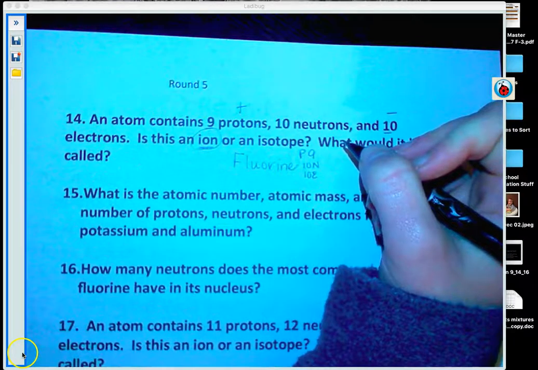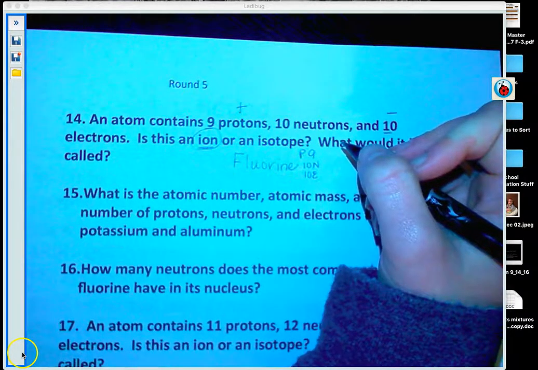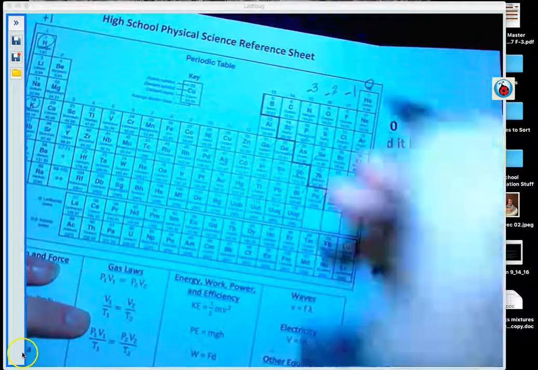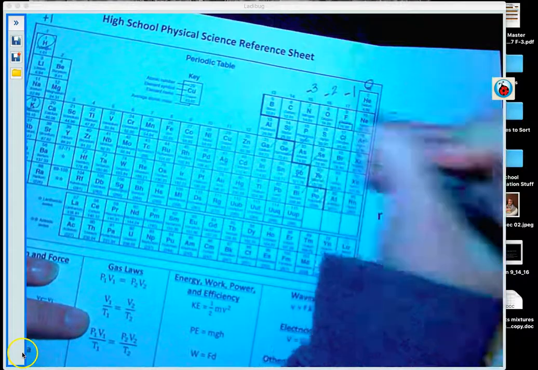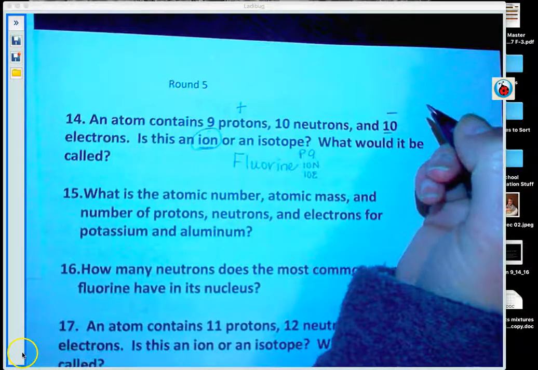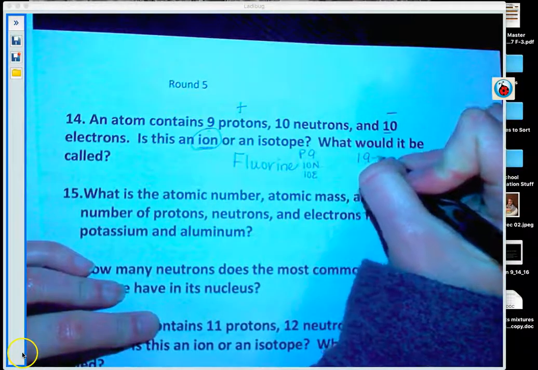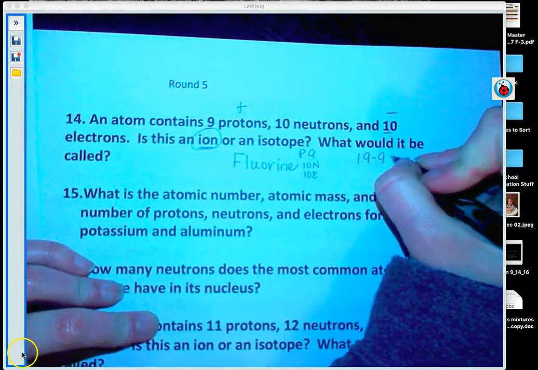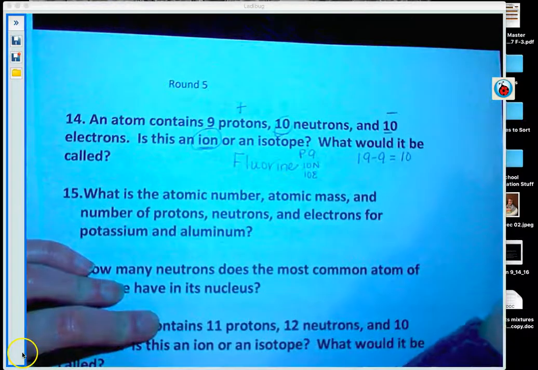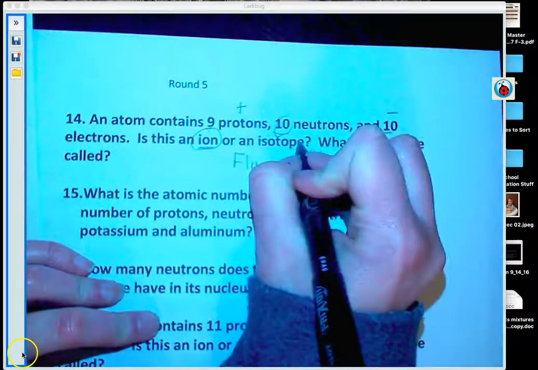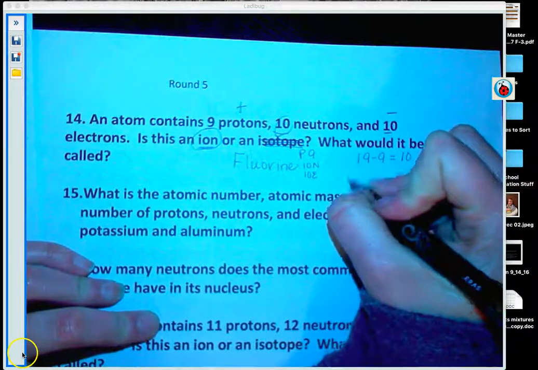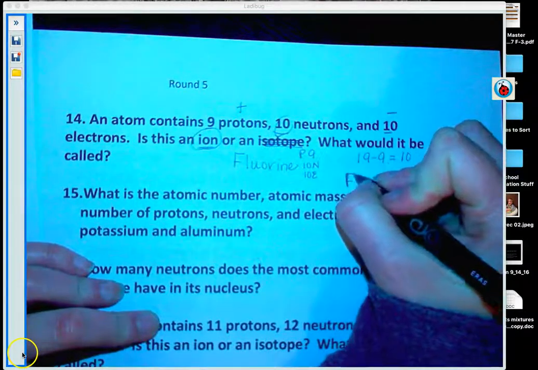So I'm going to look at the periodic table and see what it tells me about its mass. And down here, it tells me that fluorine has an atomic mass of 19. So let's see. 19 minus 9, that's how we solve for our neutrons, equals 10. So is that the normal number right there, 10? Yes, it is. So is this an ion or an isotope? It's only an ion.